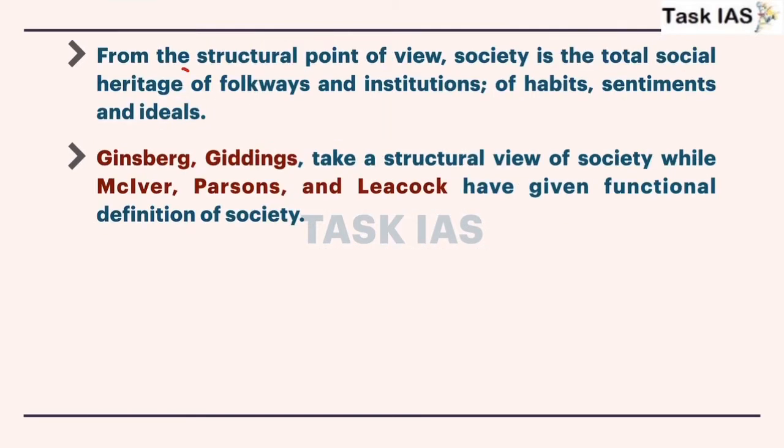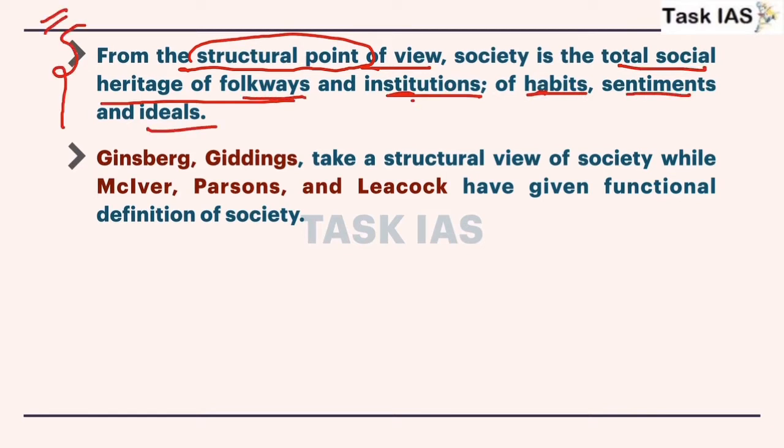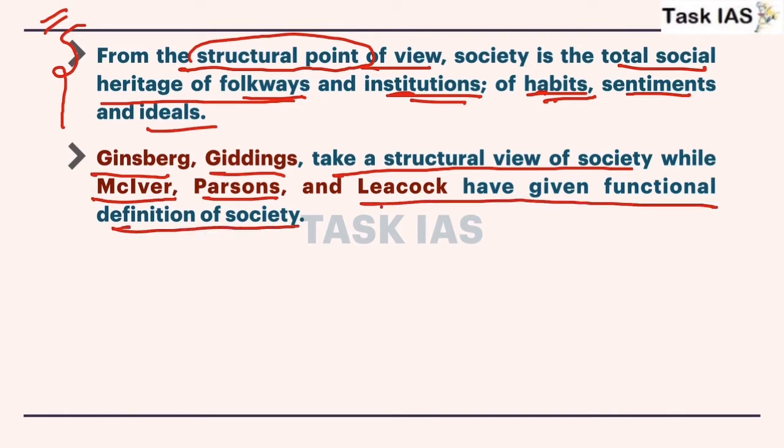Now another definition from a structural point of view is that society is the total social heritage of folkways, institutions or habits, sentiments and ideals. So that means the structural school says that society is a complex of not only individuals but different folkways, institutions, habits; all these constituents make society. Now Ginsberg and Giddings take a structural view of society, while MacIver, Parsons and Leacock have given a functional definition of society. So when you define that this is a structural definition and this is a functional definition, then in the beginning also you can use these thinkers to define your point.